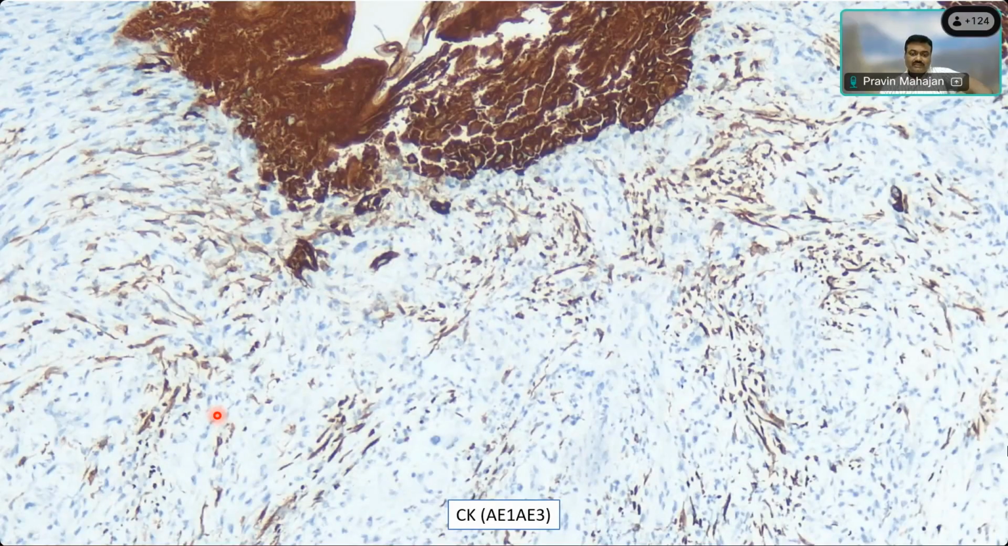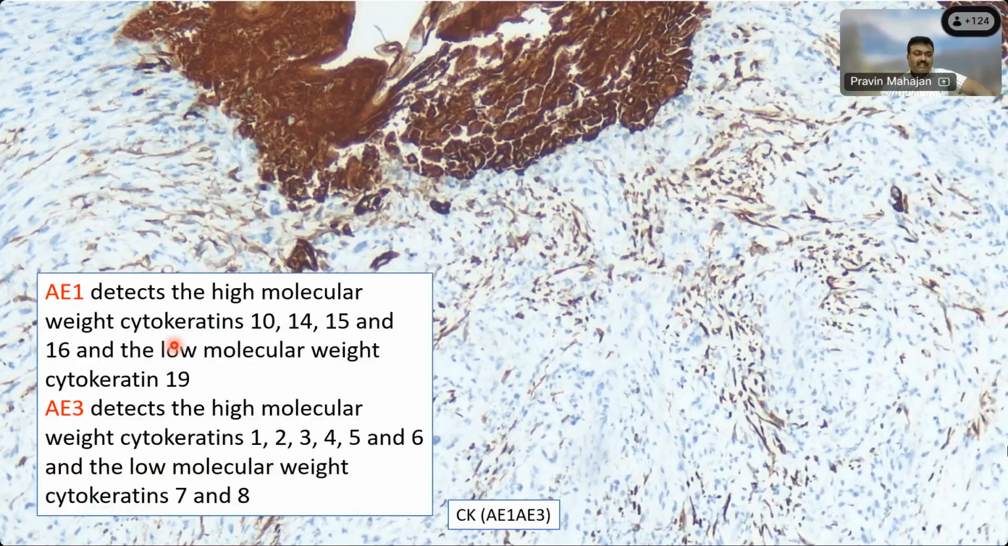Okay. Another area of CK A1, A3 also shows a good number of cells showing cytokeratin expression. The area which is showing strong diffuse positivity here in a nest is actually surface squamous epithelium. Okay. But the spindle cells here, cells of interest, are showing positivity. Okay. Now, A1 and A3 are the two different antibodies in this cocktail, and A1 actually detects high molecular weight cytokeratins, which are 10, 14, 15, and 16, and also detects low molecular weight cytokeratin, which is 19. And what does A3 do?